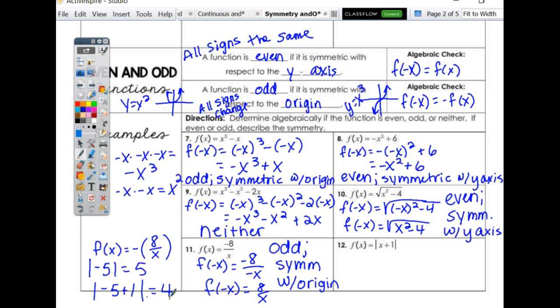Okay? So when I put in a negative x, and I look at the signs, this is positive, now it's negative. This is positive, this is positive. Did they all change? Did they all stay the same? So what's the only option?